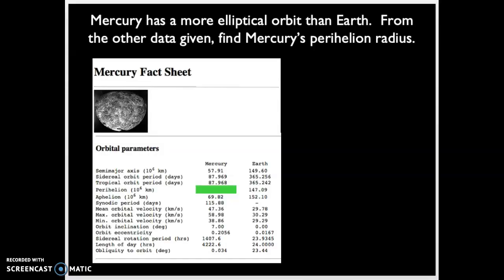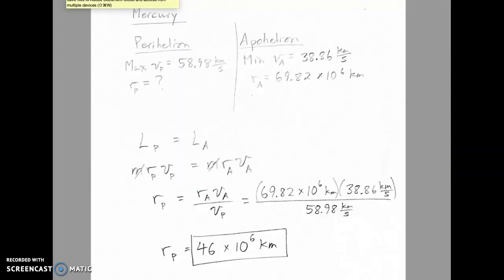Pause your video and try this problem. Pause it now. Okay, here's my solution to that problem. You can look at the data yourself and check how it's done. You just need to know that the perihelion has the max velocity, the aphelion has the minimum.